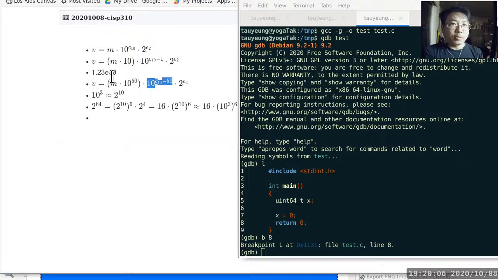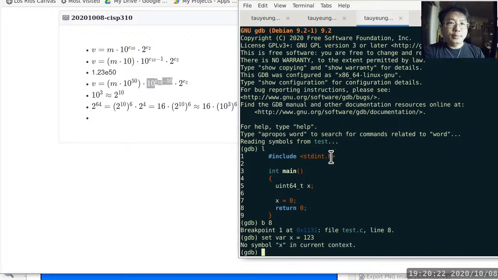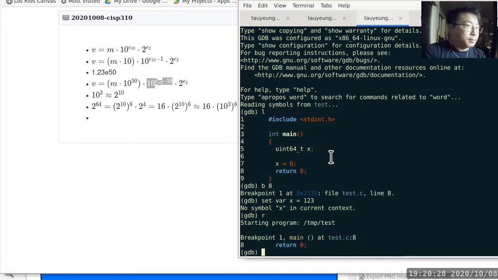That's how the program parses the input, because we want to represent everything as an unsigned 64-bit integer or otherwise some kind of integer value. So we are going to start with 123. We say set var x equals 123, and because GDB is, like that. Oh, because I haven't run the program yet. There we go.